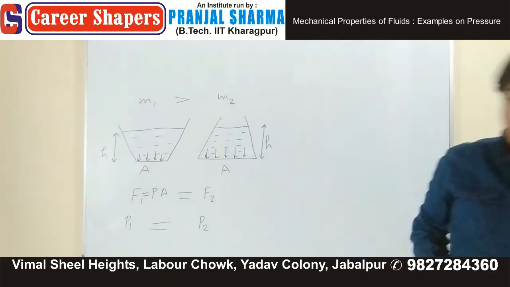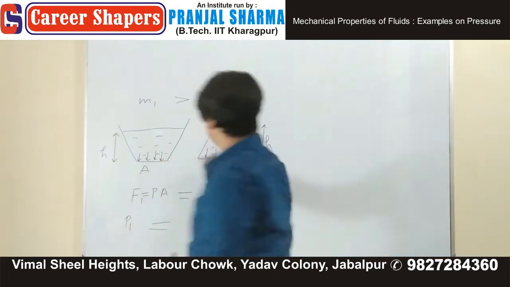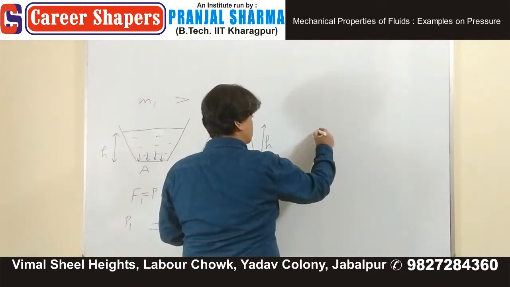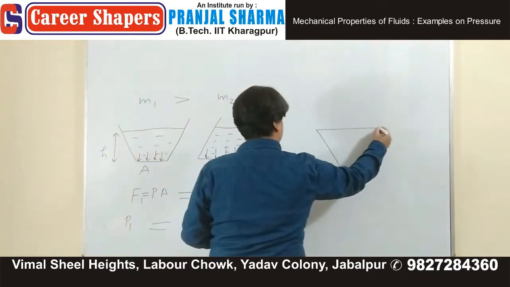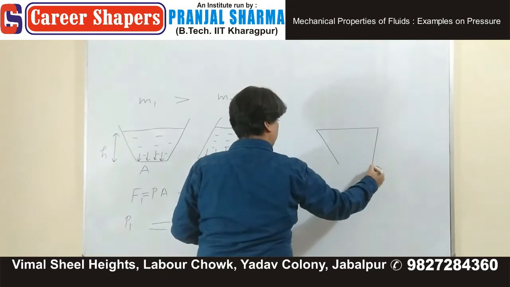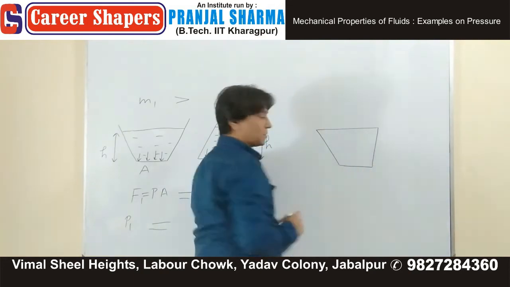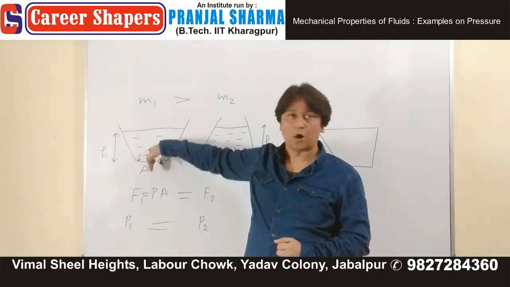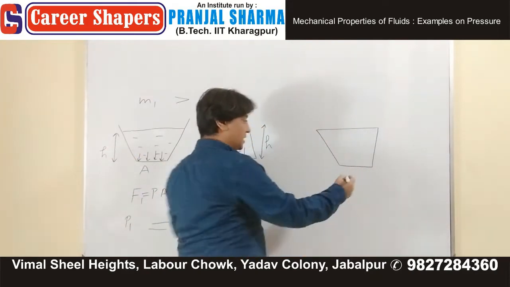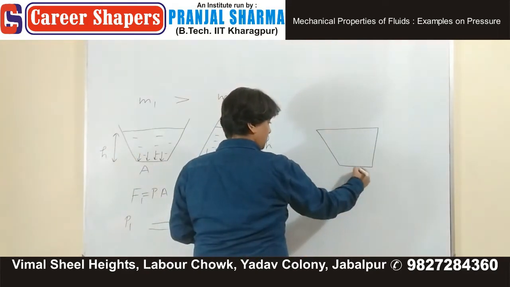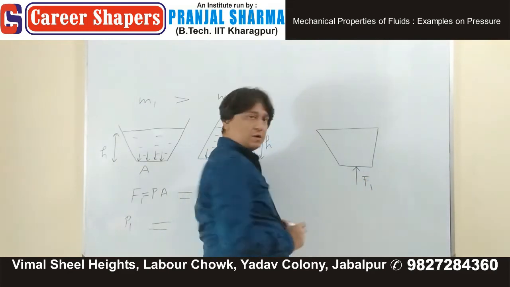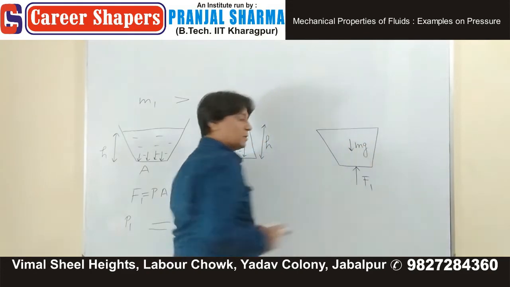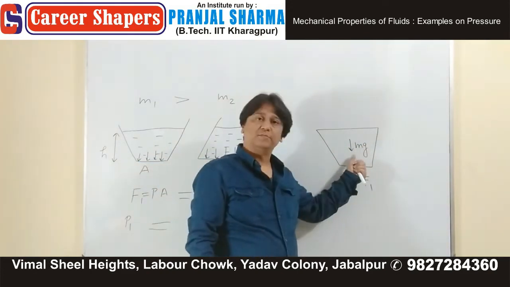If we draw the free body diagrams of the first one, the free body diagram of the liquid inside, this is the shape of the liquid. The liquid was exerting a downward force. The bottom is exerting that force up. This was F1. The weight of the liquid is mg. But in this case, F1 is not mg.